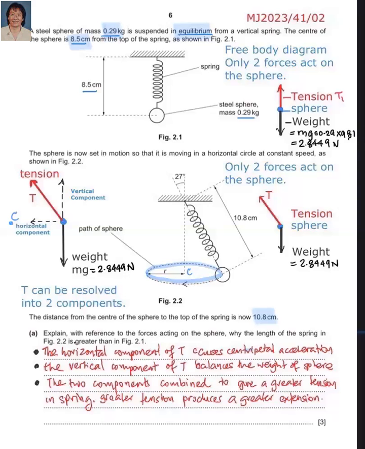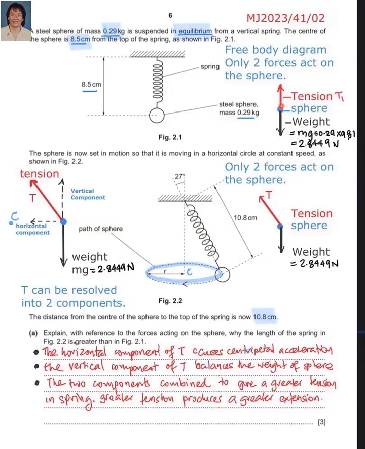This question is from May, June 2023, variant 41. A steel sphere of mass 0.29 kg is suspended in equilibrium from a vertical spring. The center of the sphere is 8.5 centimeters from the top of the spring as shown in figure 2.1. This is a free body diagram for the situation in figure 2.1.